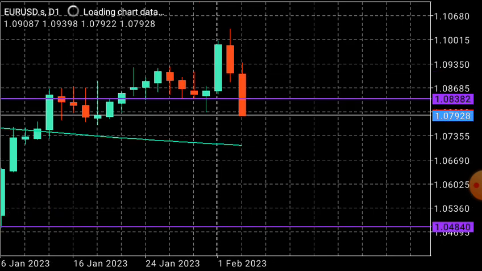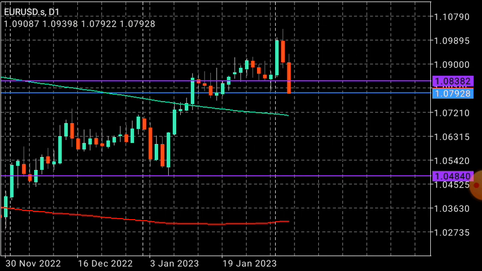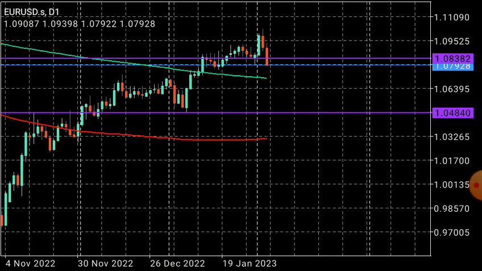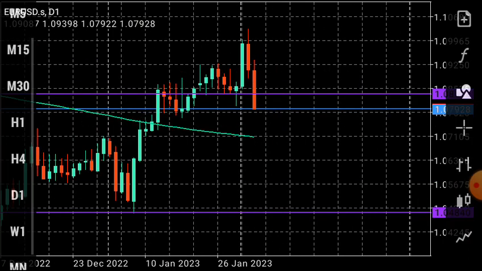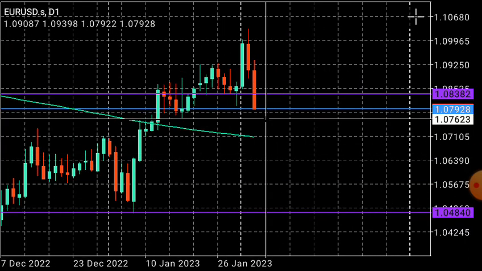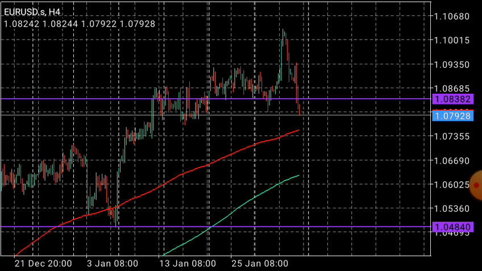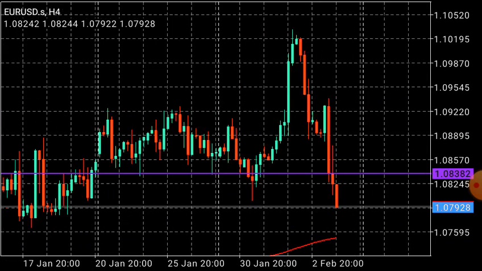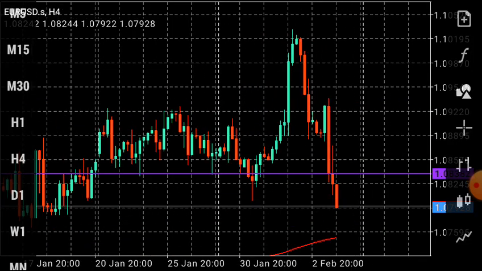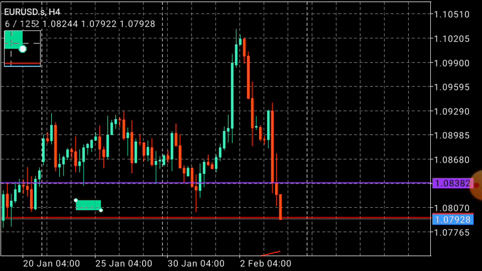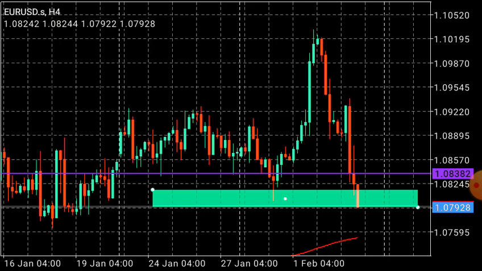Let's go to the daily chart. On the daily, I'm seeing a bearish candlestick, and price is yet to break this previous weekly low, 1.07638. Okay, let me go to the 4-hour time frame and plot some zones, some supply and demand zones.